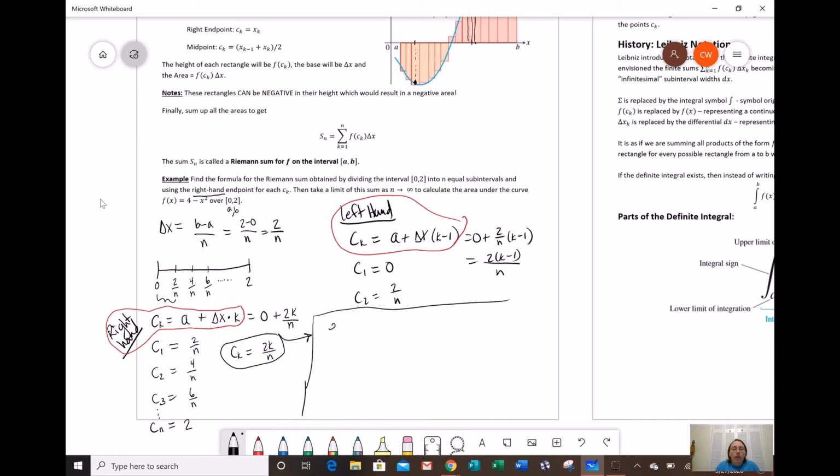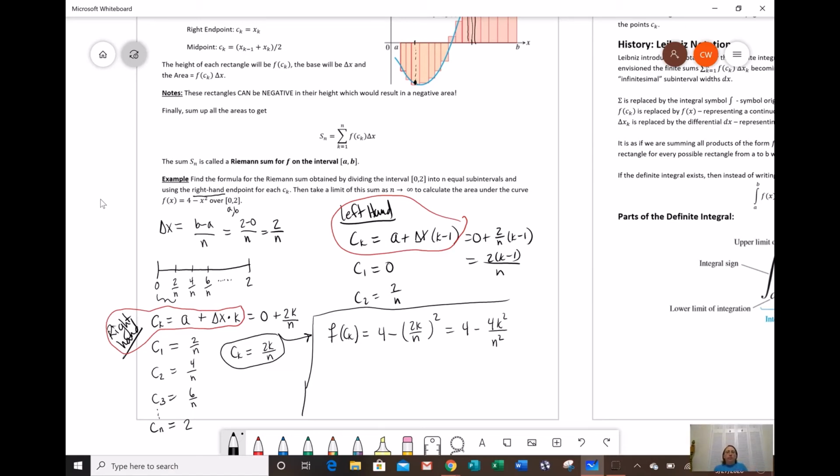You then need to find f of your ck. So our f function was 4 minus x squared. So 4 minus our x squared. X, though, is what our ck is. So 2k over n. And if we work that out, we get 4 minus, we square the whole thing. So everybody gets squared here. So 2 squared is 4, k squared over n squared.